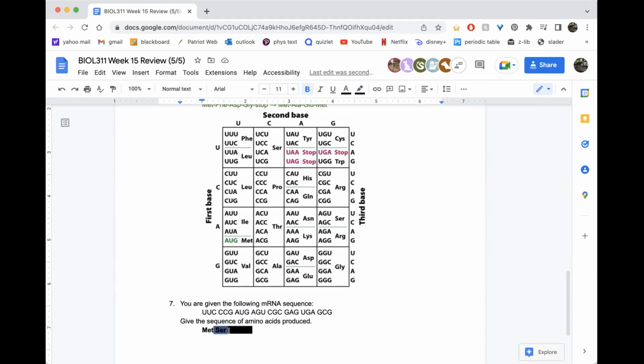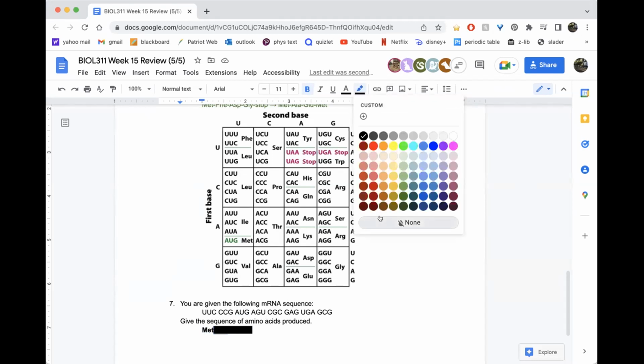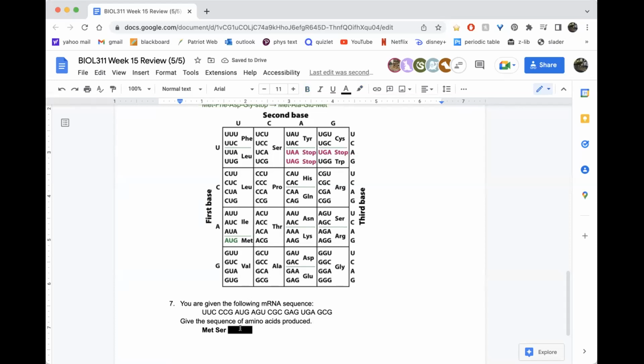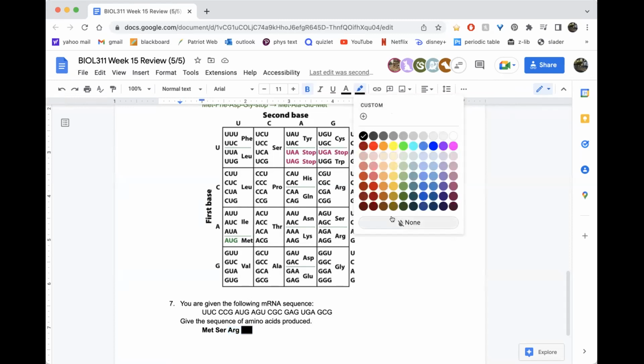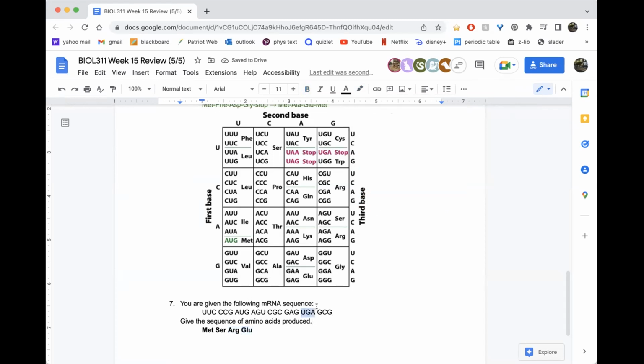Yes, we'd have serine. And then after serine, we would have arginine. And then the last one, yes, we'd have glutamine, which corresponds to this UGA. And then we have stop. So stop was GCG. And our stop codons don't actually code for an amino acid. It just tells your ribosome to stop translation and it releases.